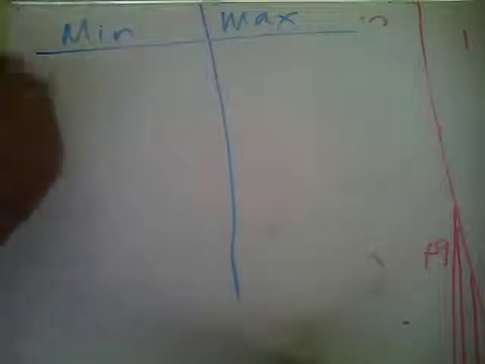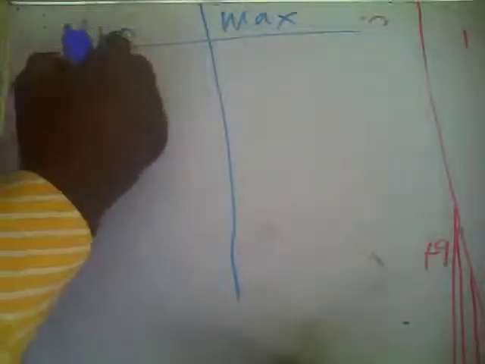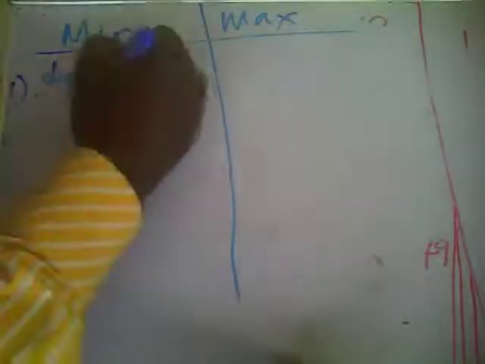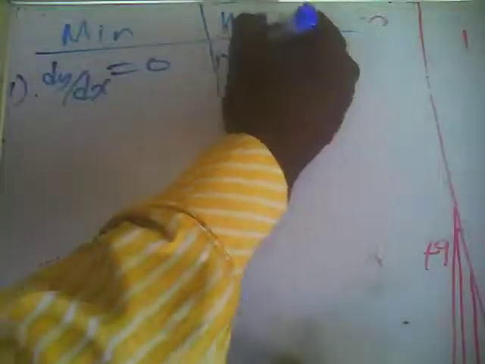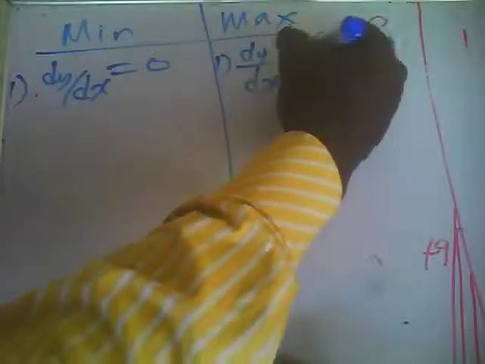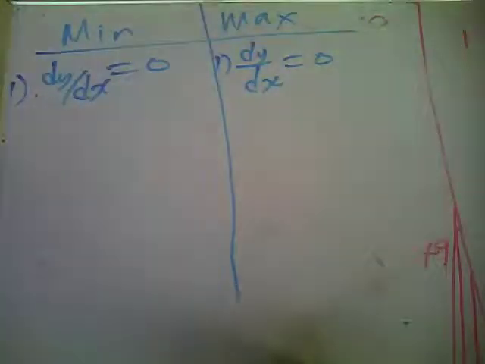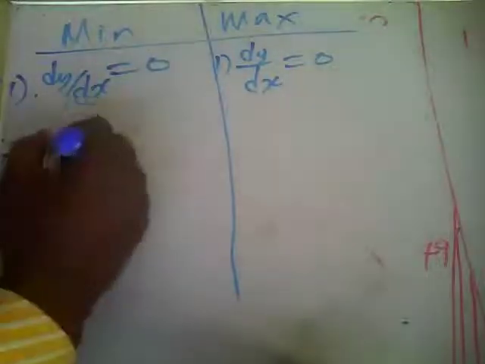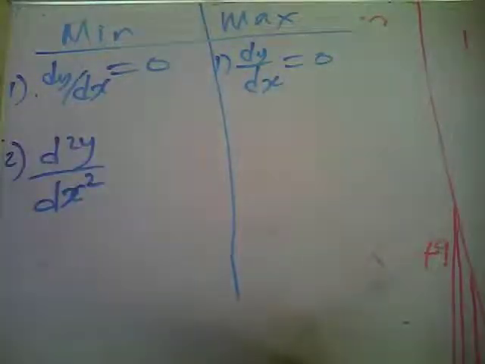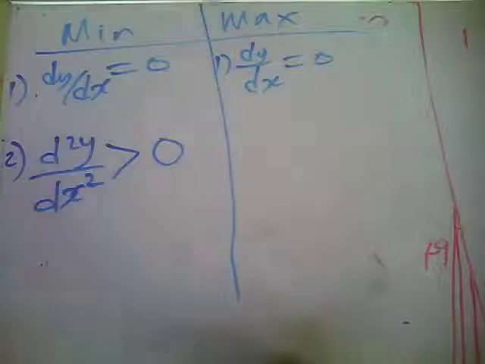For a minimum function, the first condition is that dy/dx must be equal to 0, and the same thing applies to maximum. dy/dx must be equal to 0. When we are solving a quadratic function, we only need just this first condition. But if it is a function of degree 3 and above, maybe x raised to power 3, then we need a second condition, which is that d²y/dx² for a minimum function must be greater than 0. That is, it must be positive.